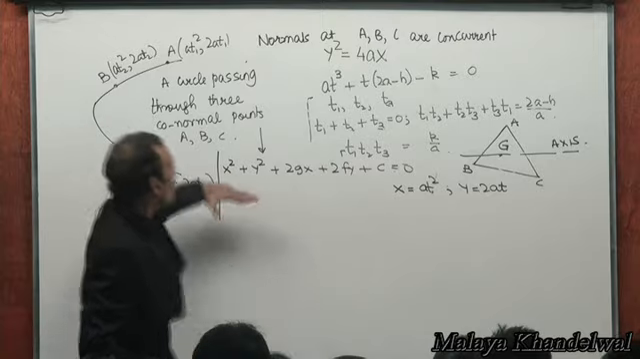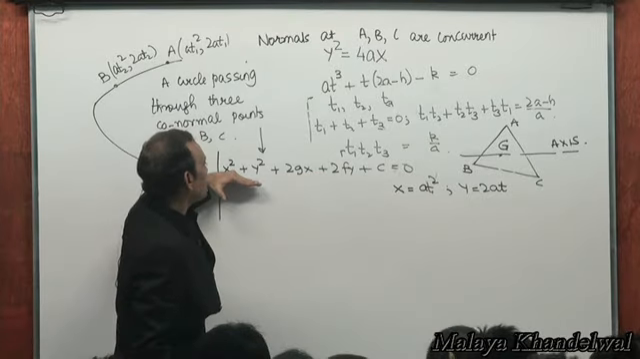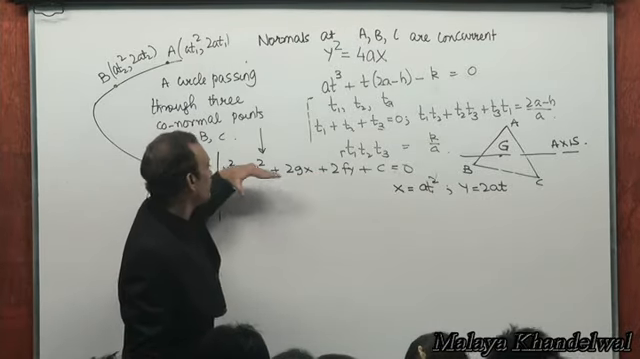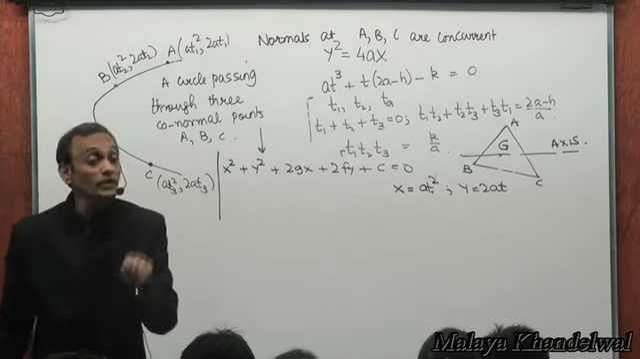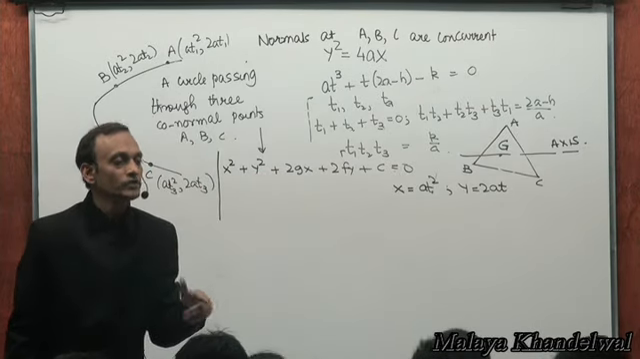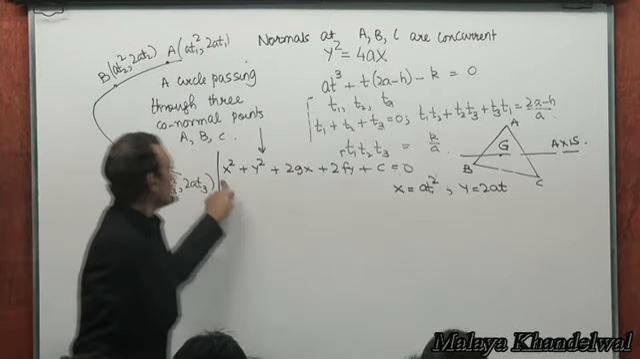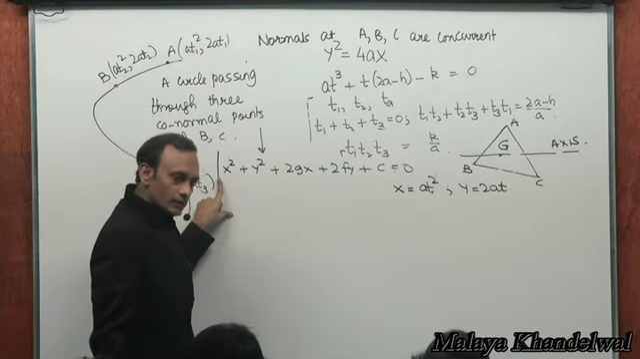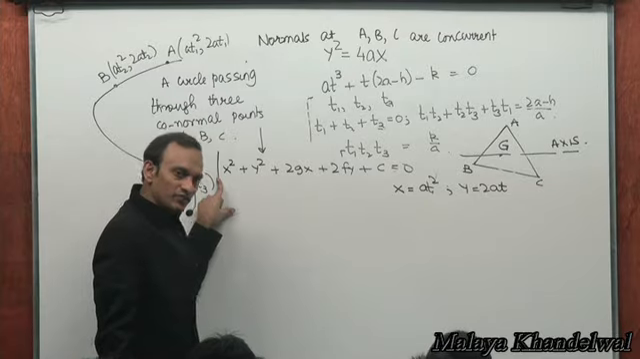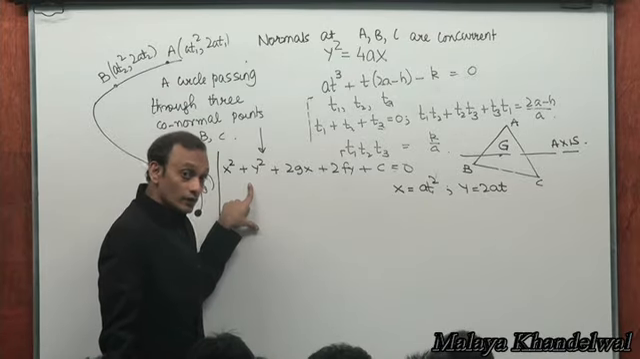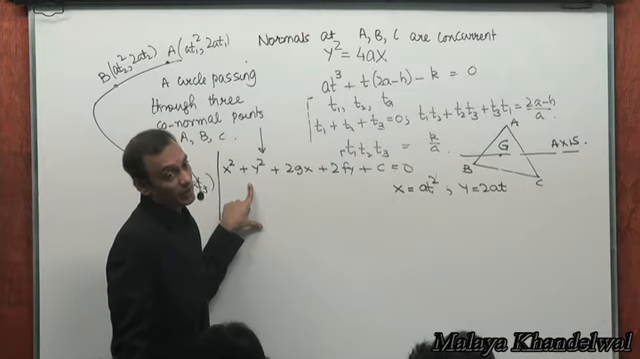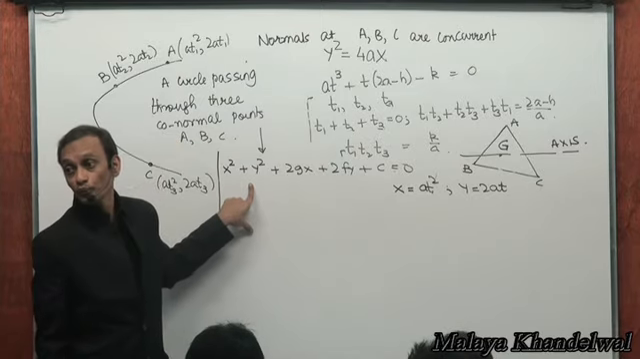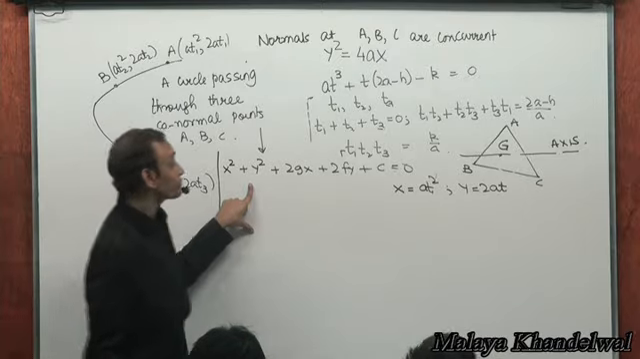Yes. Right? So in this equation, if I replace x by a t squared and y by 2at, I get the t of the intersection between the circle and the parabola. Yes or no? If in this, I replace x by a t squared, y by 2at, what would I get? I'll get the t of the intersection between the circle and the parabola. Yes or no? Isn't it?